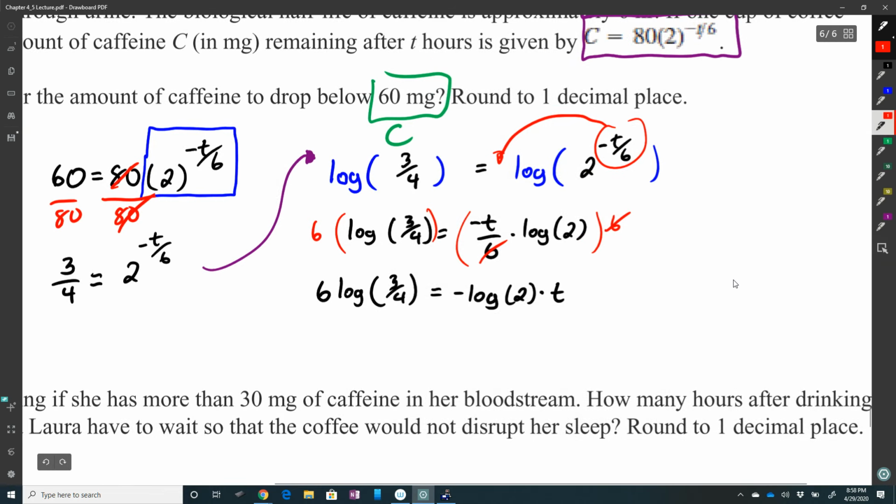So I can divide both sides by negative log 2.